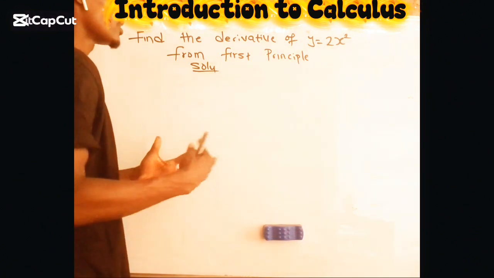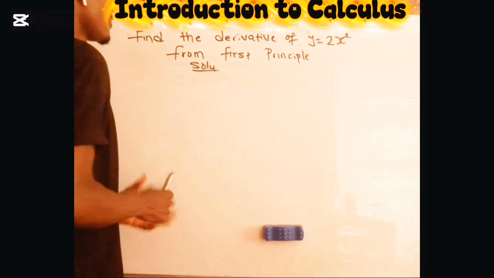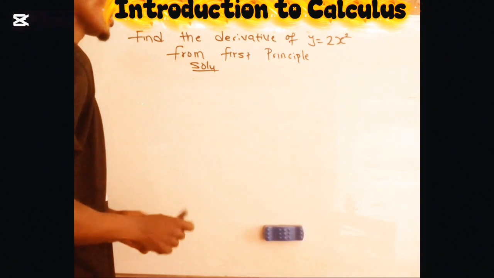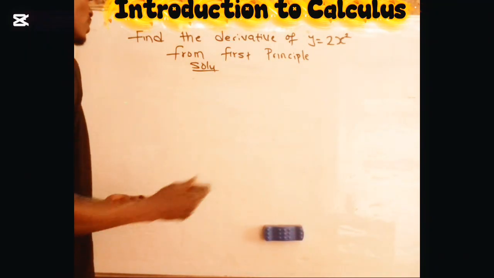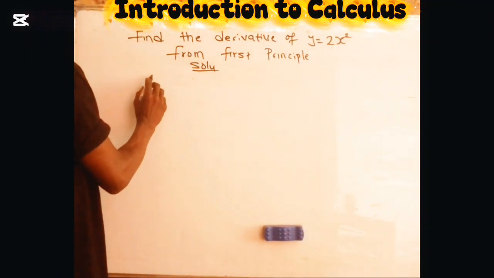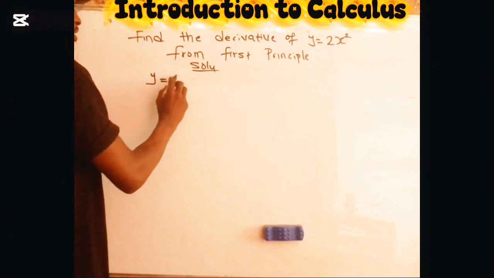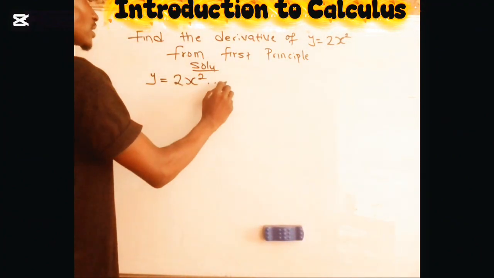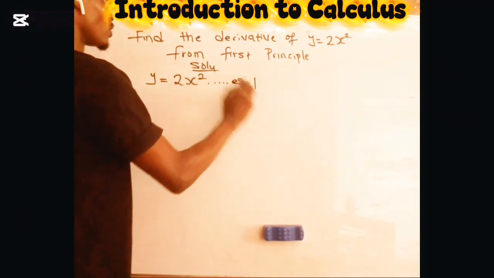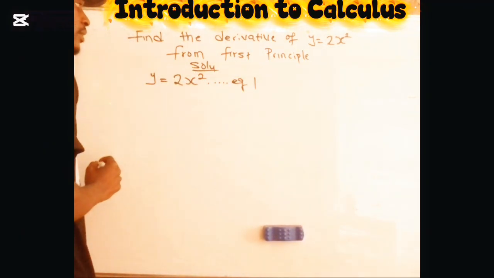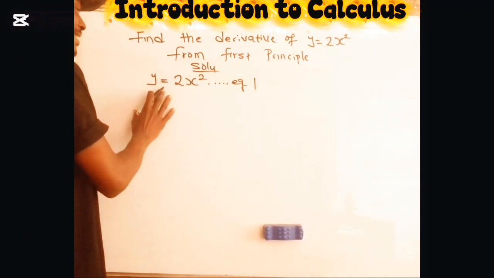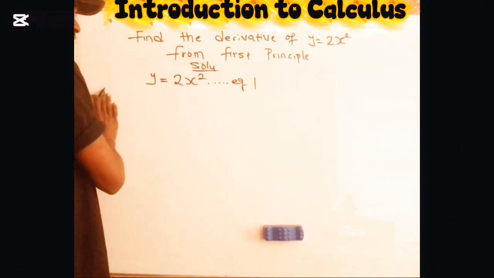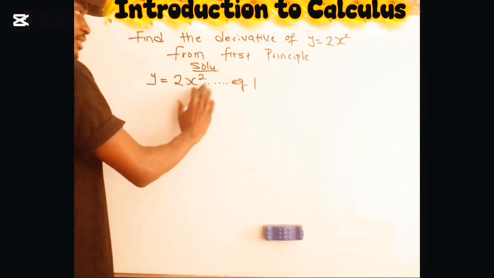Alright, let's quickly run through another example. Find the derivative of y is equal to 2x squared from first principle. The question is, y is equal to 2x squared. Let's call this equation 1.